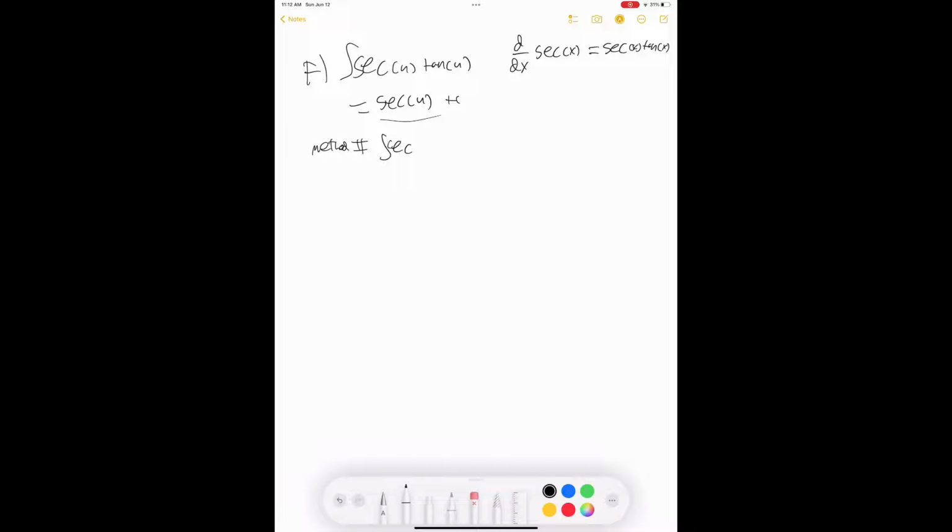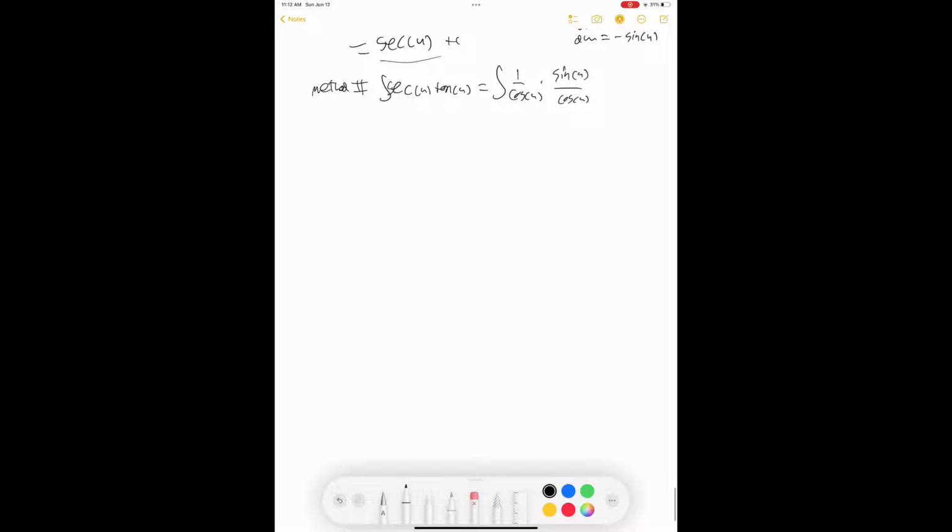So secant is equal to 1 over cos, right? And tan is equal to sine over cos. So you can change this integral into 1 over cos u times sine u over cos u. And this will be an easy u substitution, right? Because the derivative of cos is negative sine. So if you make u equal to cos, then the sine will cancel out, right?